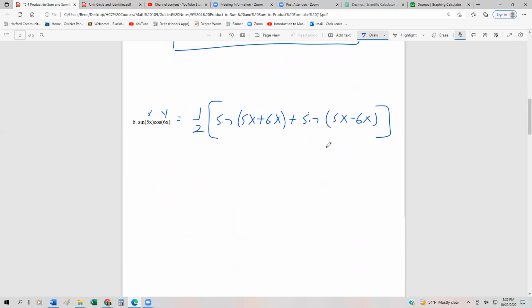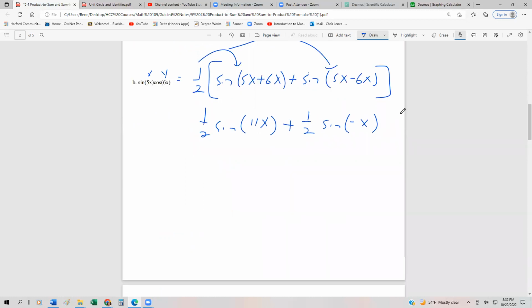And then again, we can distribute. So this is going to be 1/2 sine of 11x plus 1/2 sine of negative x. All right. Now, one thing to remember is that the sine function is odd. And remember that the sine of negative x is equal to the opposite of the sine of x. And so what we could do is we could just take this negative and factor it out, if you would, by using the odd property.